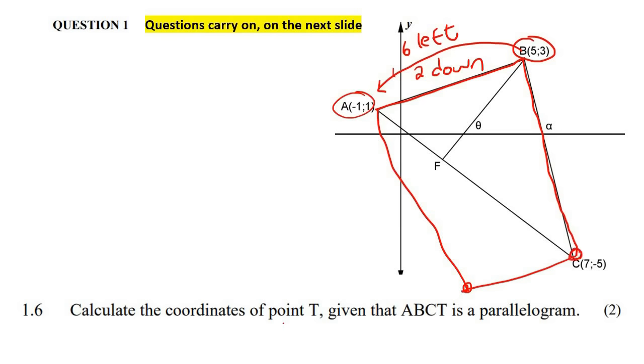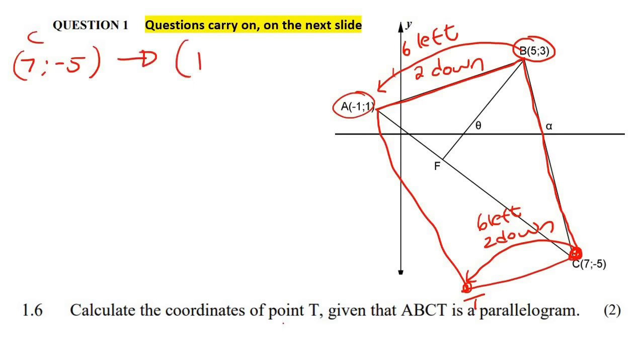So you can do that exactly the same way. From C to T, you're going to go 6 left and 2 down. So if you go from 7 and -5, which is C, and if you go 6 left, that's going to become 1, right? If you go 6 to the left, that becomes a 1. And then this, if you go 2 down, becomes -7. And so the coordinates of T you can say is 1 and -7, and your reason can just be inspection.